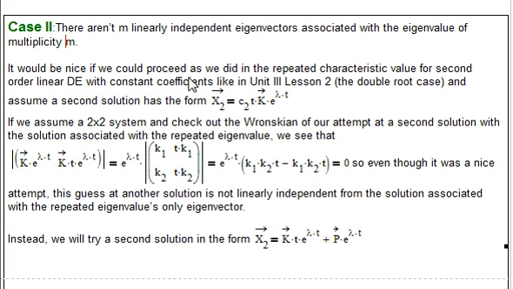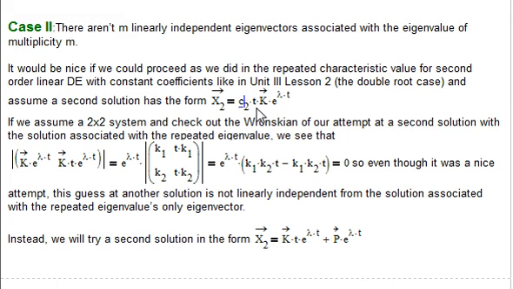linear differential equation with constant coefficients, like in unit 3 lesson 2, where we just multiplied our extra solution by t in the double root case. Remember that? So we could then assume a second solution of the form C2 times t times eigenvector k times e to the lambda t, with eigenvalue lambda of multiplicity, let's say 2 even.